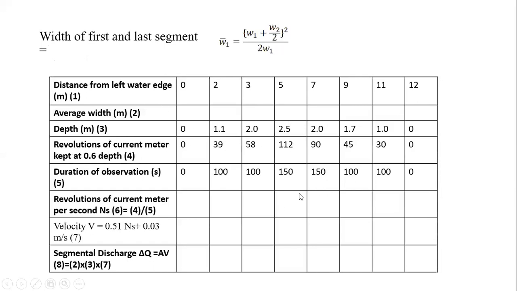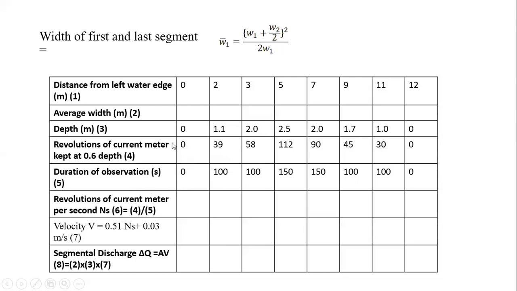So firstly prepare the table. Table we will go for the first one. First row, distance from left water edge which is given to us. Then second row I have considered average width in meters. Third row, the depth of the water which is given to us. Then fourth row is the revolutions of a current meter kept at 0.6 meter depth, that is given to us. Next one, duration of observations in a seconds, that is also given to us. And along with that I had an additional rows, that is the revolutions of a current meter per second, that is ns. Per second कैसे निकालेंगे?